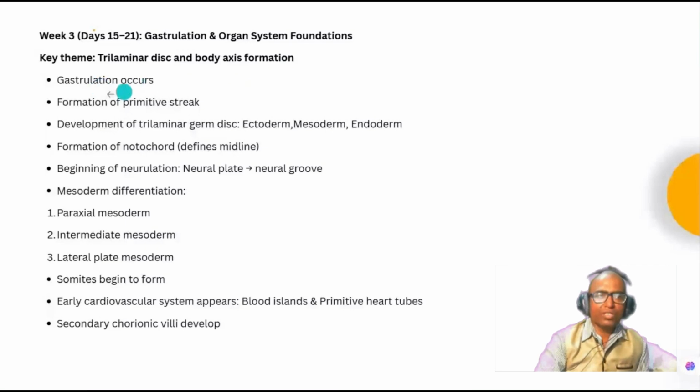There is gastrulation. There is a formation of the primitive streak. There is a formation of the trilaminar germ disc, that is ectoderm, mesoderm, and the endoderm. There is a formation of the notochord. This notochord will define the midline of the embryo.